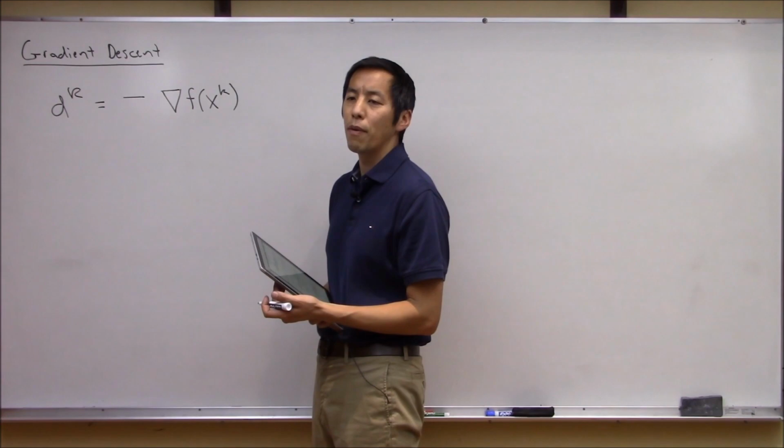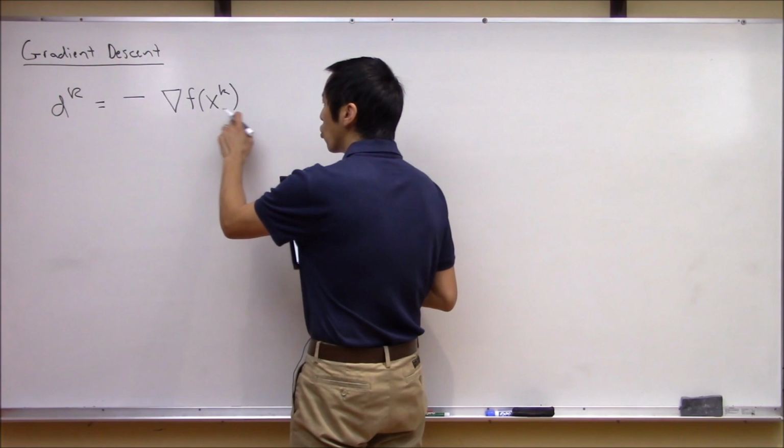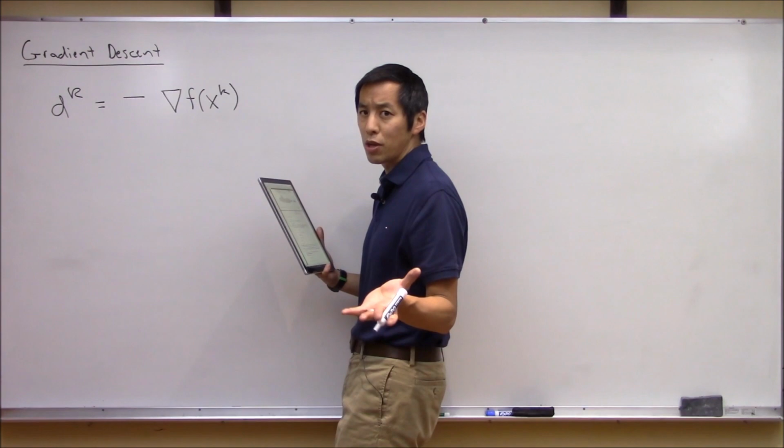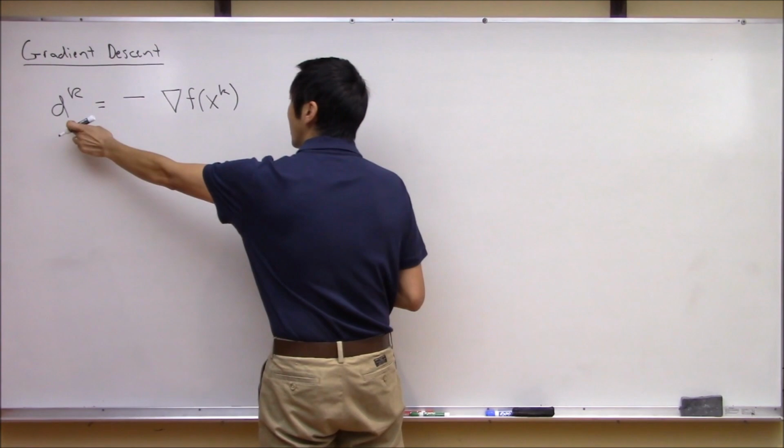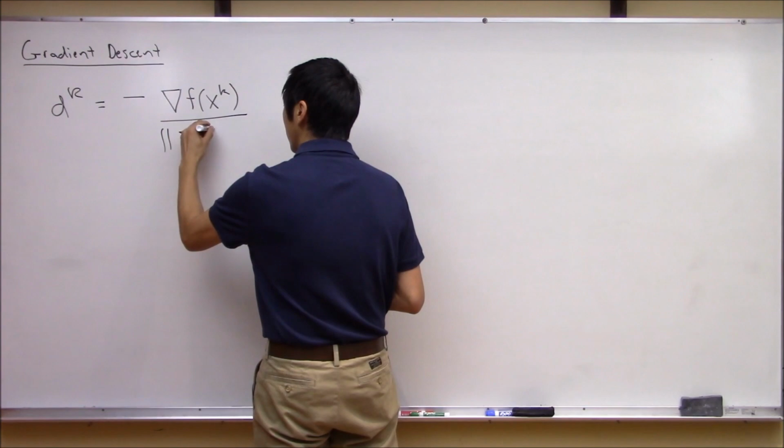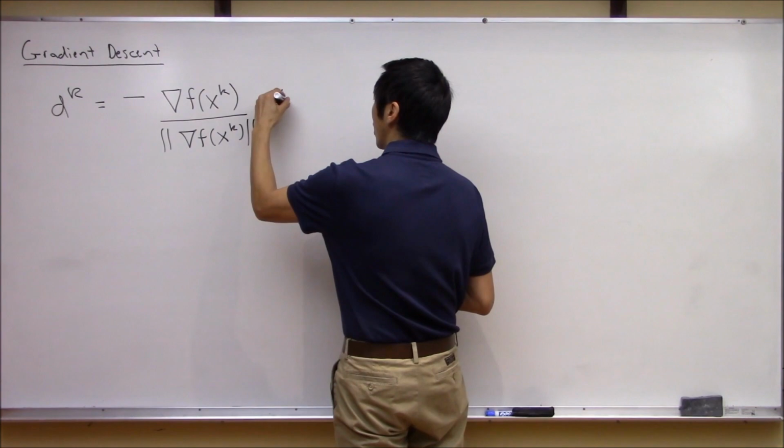Now, a lot of times you may also want to normalize this so that it is a unit vector. Remember, there's no guarantee that the gradient is a unit vector. I would be dumbfounded if it was; you got really, really lucky. So what people typically do is normalize this so that dk is a unit vector. All I need to do is divide by the norm of the gradient at the current location. That's it. Now this is a unit vector, and it is a descent vector as well.